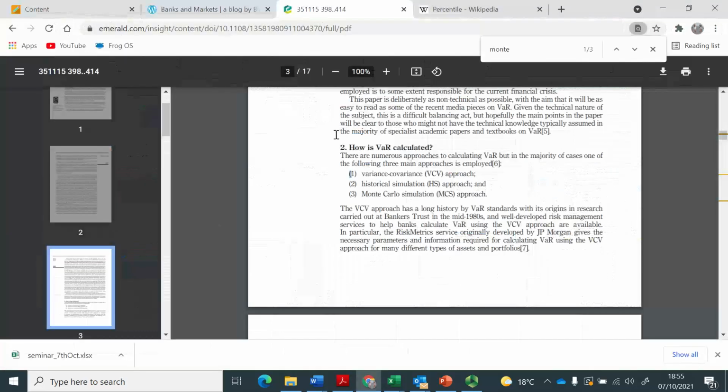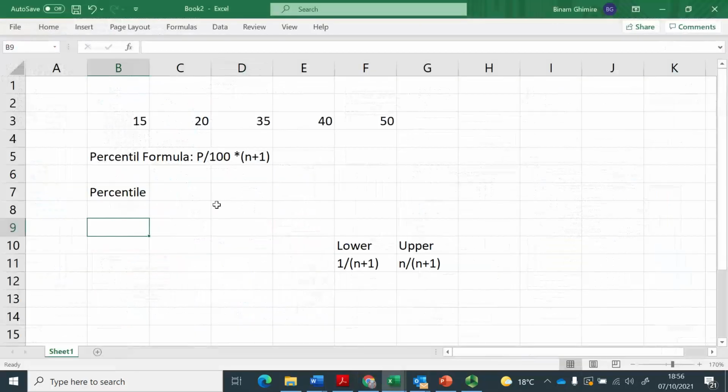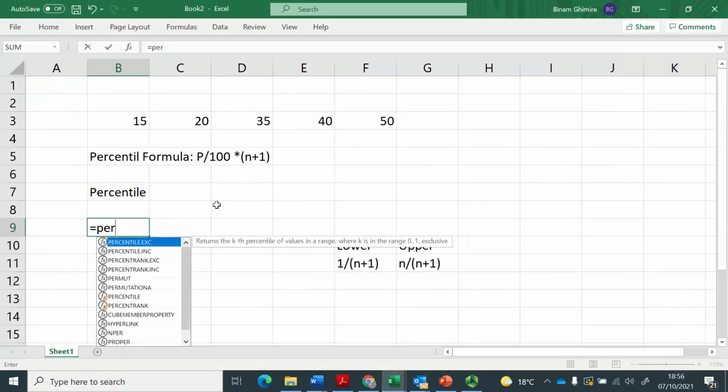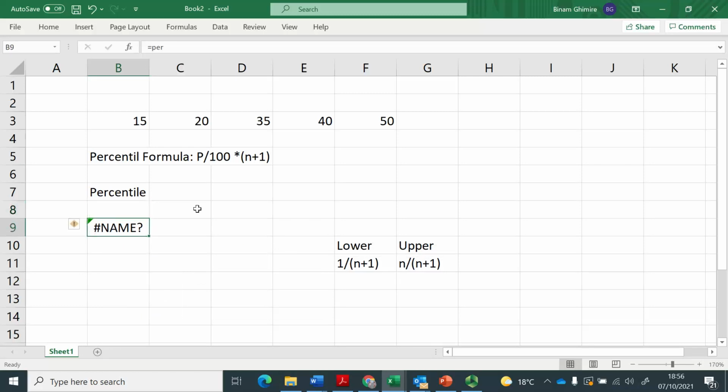So firstly, you may want to see the definition provided in Wikipedia. If you read, it says, a percentile is a score below which a given percentage of scores in its frequency distribution falls. That is the exclusive definition. Now, on the inclusive definition, it says a score at or below, then that becomes inclusive. So the Excel function Percentile.EXC is the exclusive one, and INC is the inclusive one. So we will talk about them in this very short video.